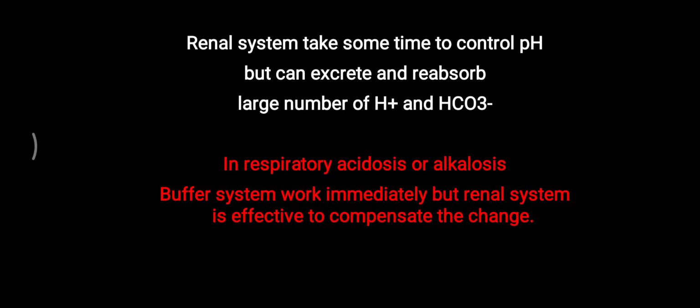So that's how a metabolic condition is first controlled by the buffer system, and second by the respiratory changes. But suppose the respiratory system is affected, then the renal system is the final, main defense mechanism to prevent any change in acid base balance. So that's how we can understand acid base disorders with their compensatory mechanisms.